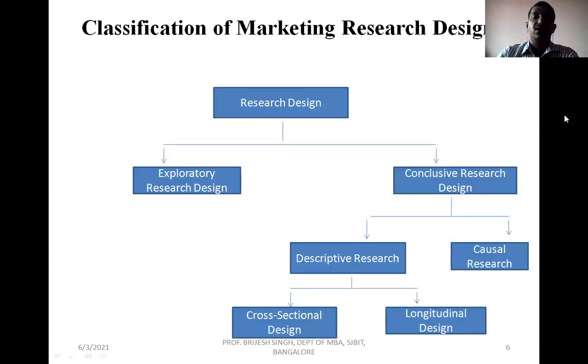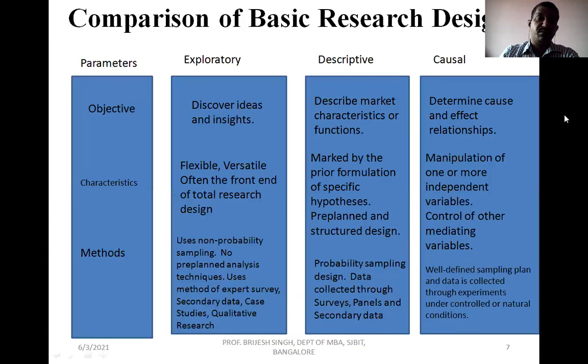Along with that, your whole marketing research design can be classified under two categories. One is the marketing exploratory research design, and the other is the conclusive research design. The conclusive research design again gets divided into two parameters: descriptive research and causal research. And descriptive research is divided into two categories: cross-sectional design and longitudinal design. So let us go one by one.